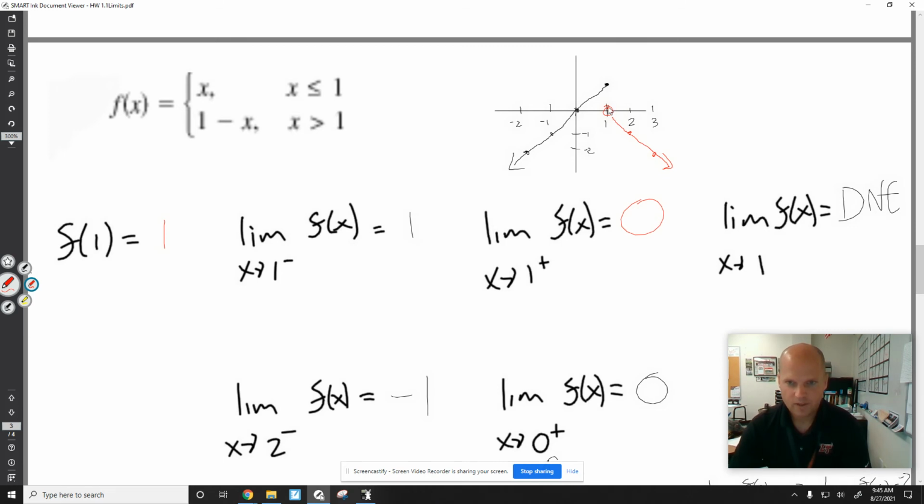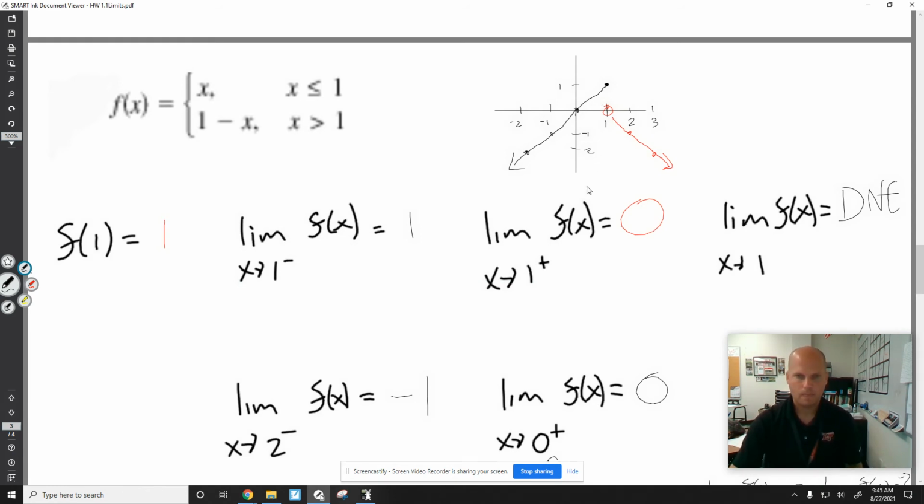1 from the left. If I'm just to the left of 1, I'm up here. I'm approaching this y-coordinate 1. 1 from the right. If I'm just to the right of 1, I'm using the other piece, the red piece. As I get closer and closer to 1 from the right, I'm approaching that open circle's location at 0. Limit in general at 1 does not exist.